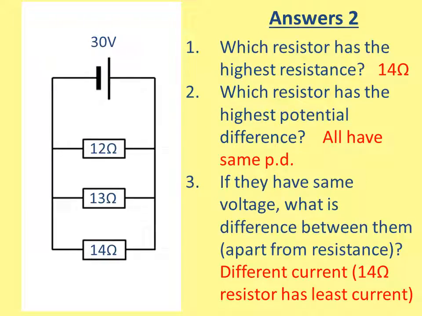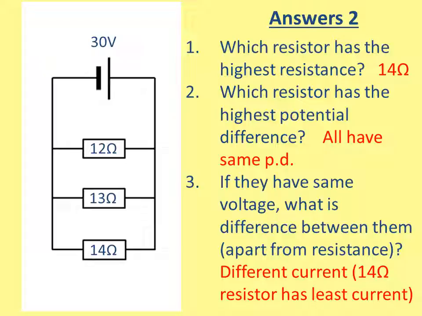Here are the answers for this slide. Question number 1, the highest resistance is the 14 ohm resistor. That's quite an easy one because they're all labelled with their resistances. Question number 2, they all have the same potential difference, and that's because all of these components are in parallel. And in a parallel circuit, all of the components have the same potential difference.